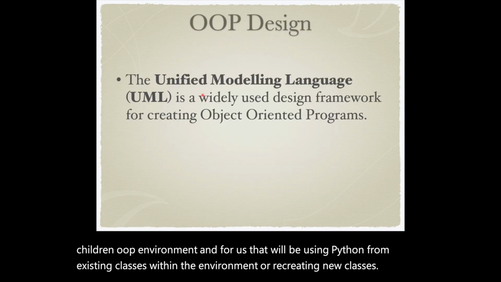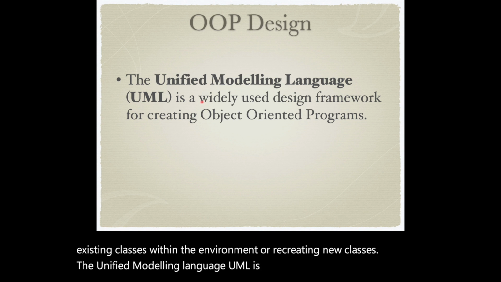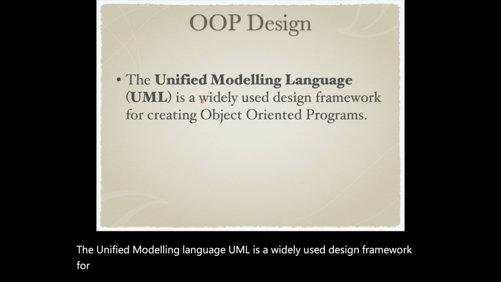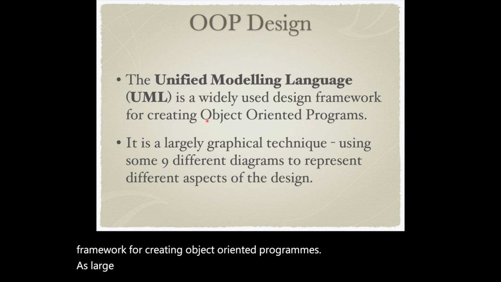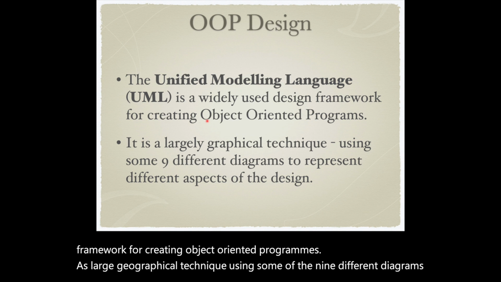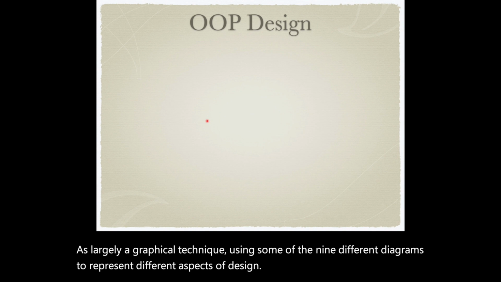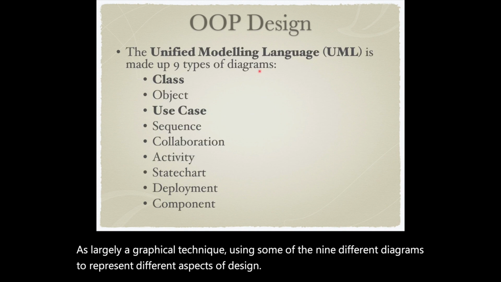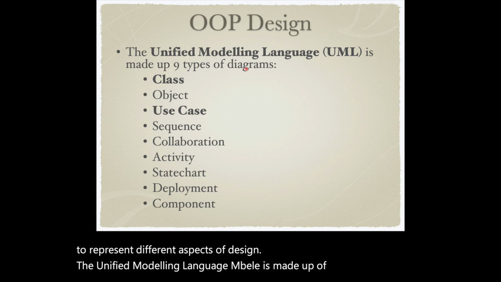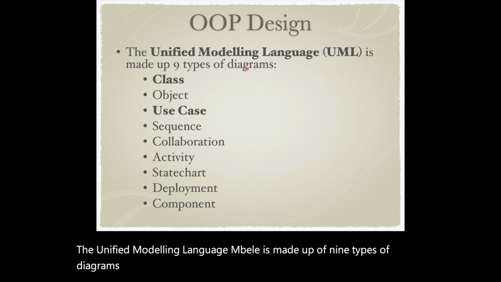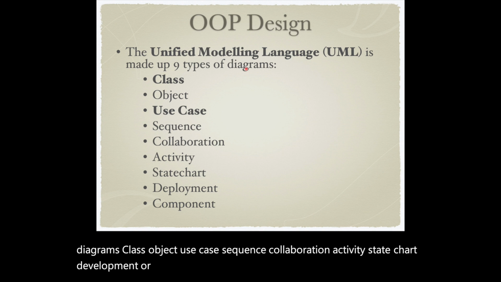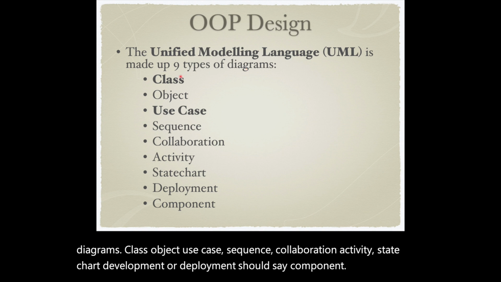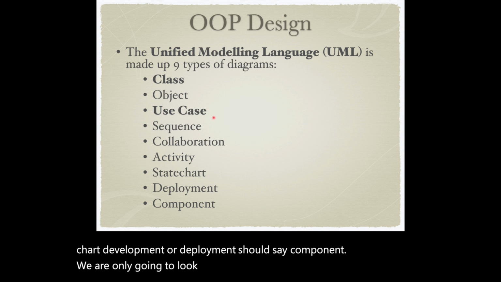The Unified Modeling Language, UML, is a widely used design framework for creating object-oriented programs. It is largely a graphical technique using some of the 9 different diagrams to represent different aspects of design. UML is made up of 9 types of diagrams: class, object, use case, sequence, collaboration, activity, state chart, development, or deployment I should say, and component. We're only going to look at class and use case in Advanced Higher.